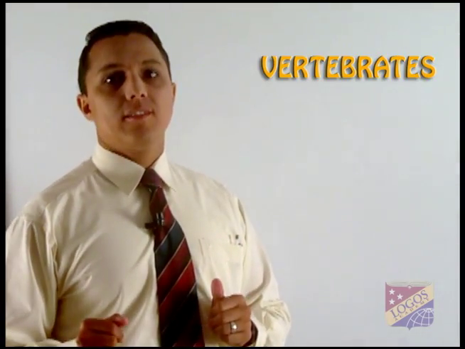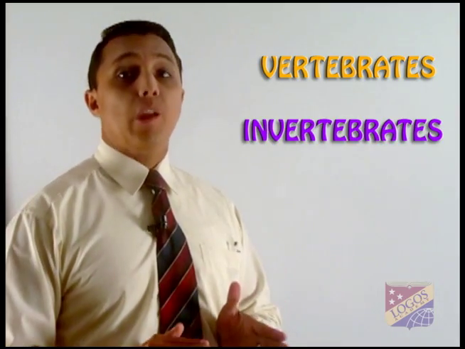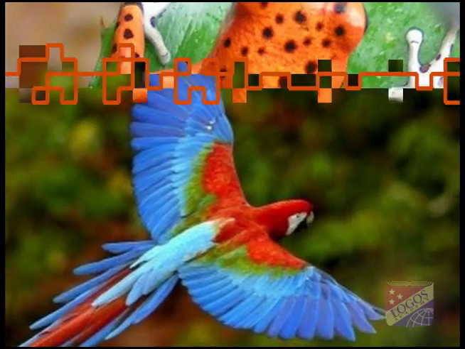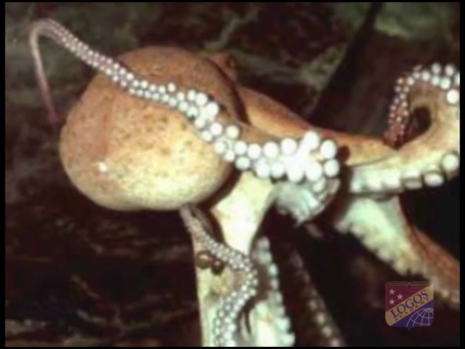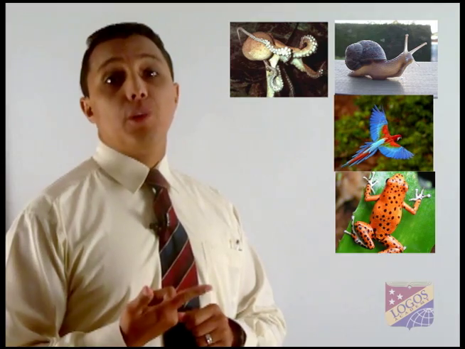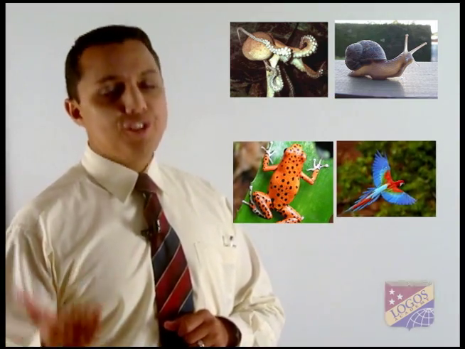Finally, we will consider if the animal has a backbone or not. If the animals have a skeleton with a backbone, we call them vertebrates. Animals that don't have backbones are called invertebrates. Here we have a snail, a parrot, a frog, and an octopus. Let's see. The snail and the octopus are invertebrates. The parrot and the frog are vertebrates.